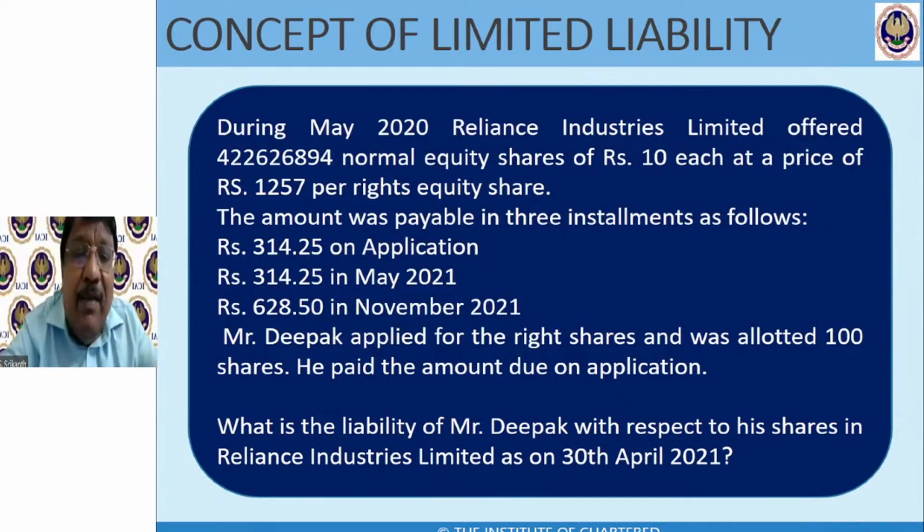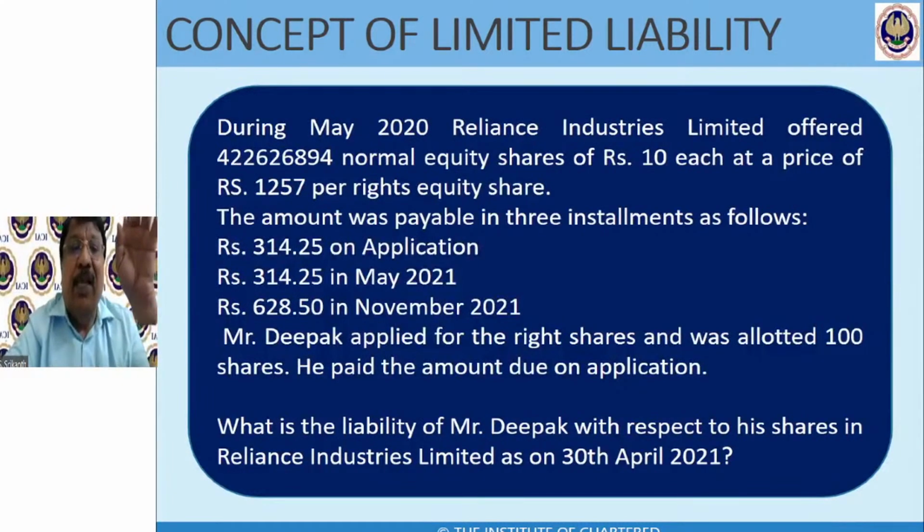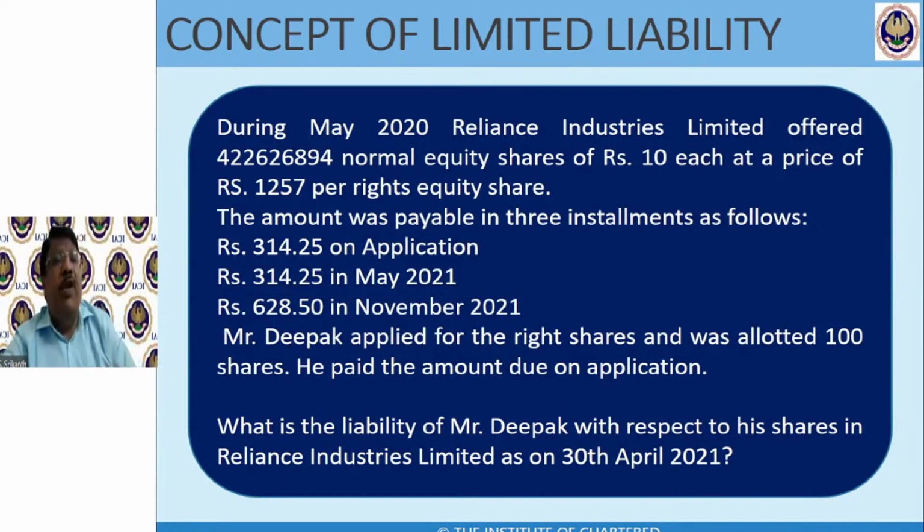What is his liability as on 30th April 2021, that is the next year? May 21 only, that next call, which never came. They have not made the call, still partly paid. So on 30th April 2021, what is the liability? Obviously, it is 314.25 plus 628.5. The amount, if any, unpaid on the share is the amount due.